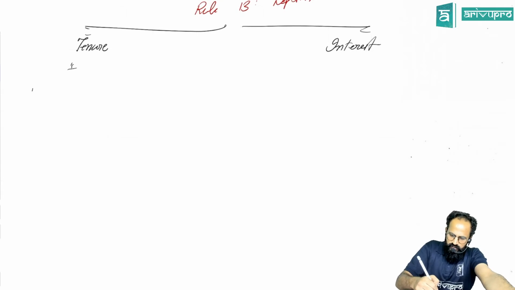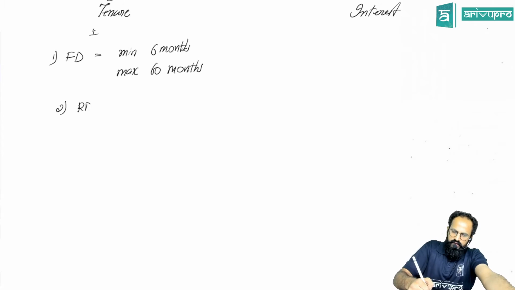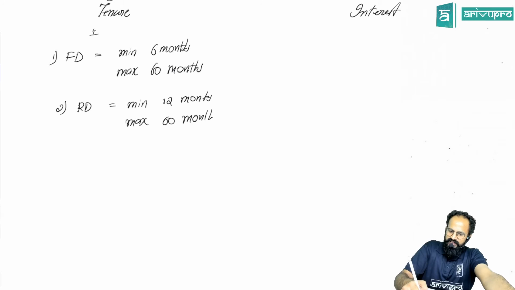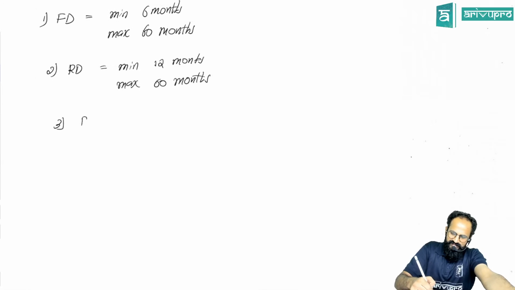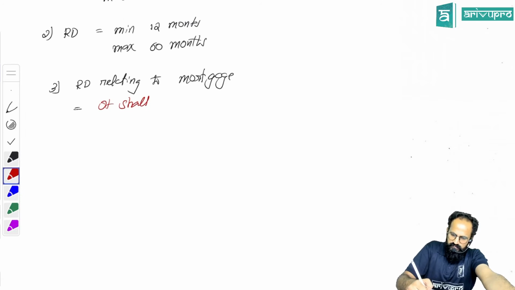The tenure. First one, if you are accepting an FD, then the minimum will be 6 months. Maximum is 60 months. RD, relating to mortgage: it shall correspond to the period of loan.